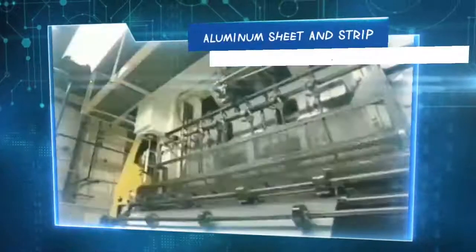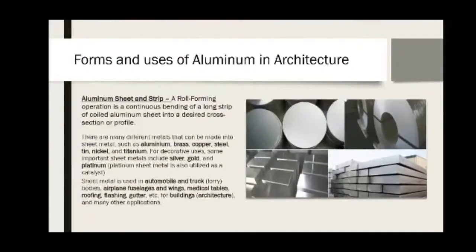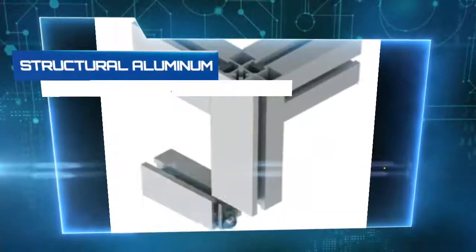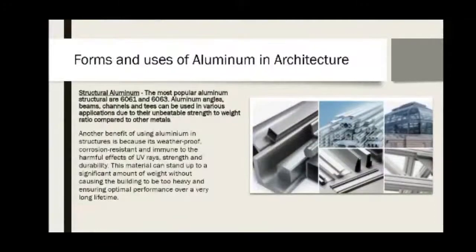Aluminum sheet and strip. A roll-forming operation is a continuous bending of a long strip of coiled aluminum sheet into a desired cross-section or profile. Structural aluminum. The most popular aluminum structurals are 6061 and 6063. Aluminum angles, beams, channels, and tees can be used in various applications due to their unbeatable strength-to-weight ratio compared to other metals.